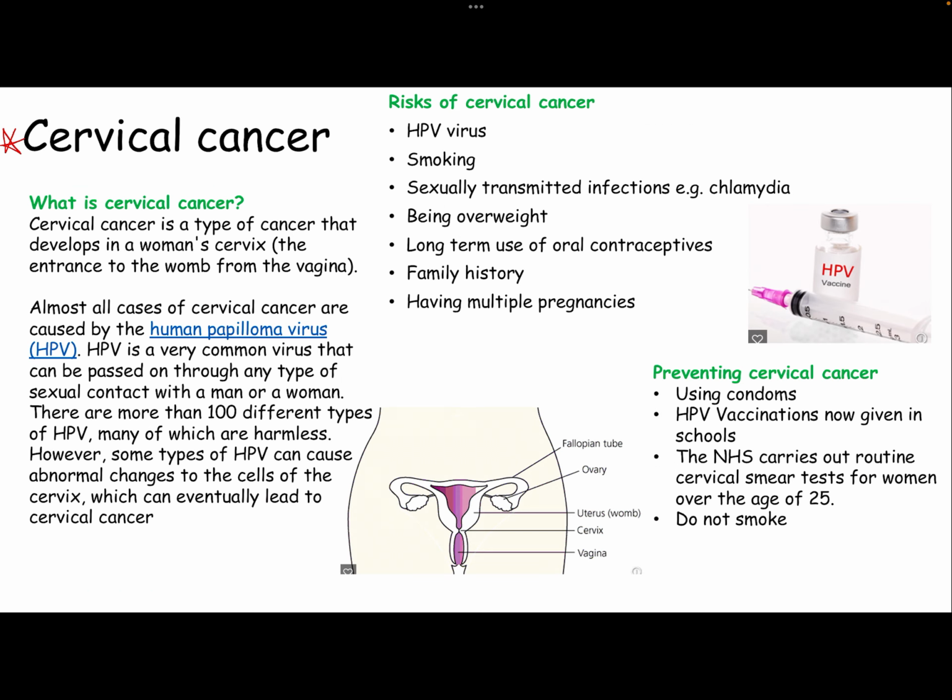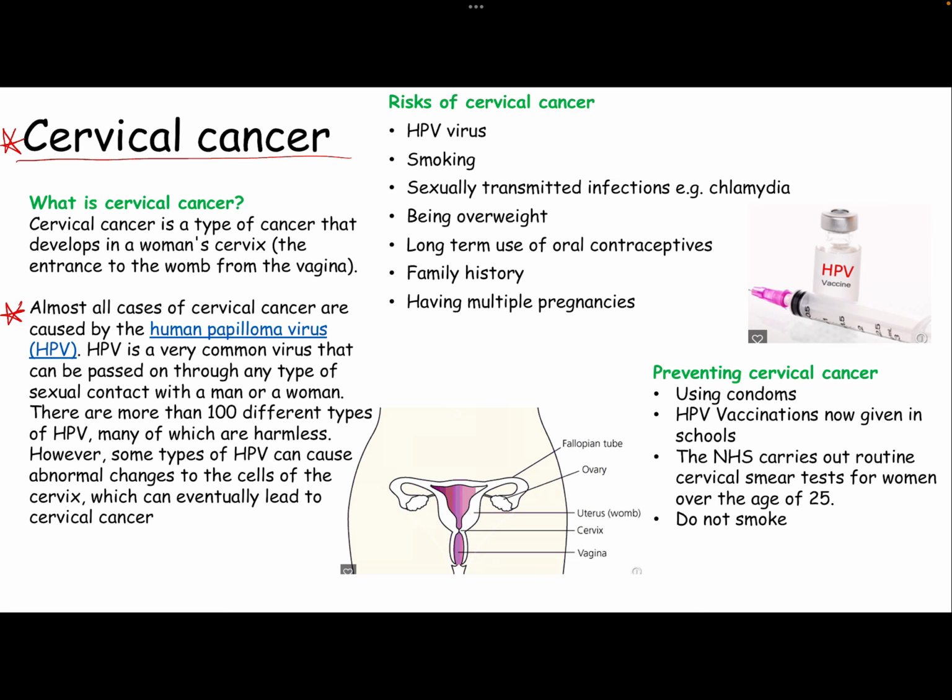Next is cervical cancer. So this one affects females. What is cervical cancer? Cervical cancer is a type of cancer that develops in a woman's cervix, that is, the entrance of the womb from the vagina. Almost all cases of cervical cancer are caused by the human papilloma virus, HPV, which is what teenagers are vaccinated against between year 8 and year 9 in schools. The nurses come, they have you all lined up, and you're vaccinated.